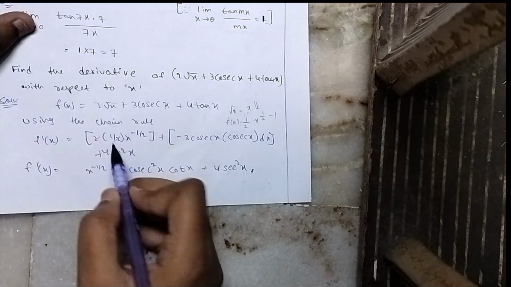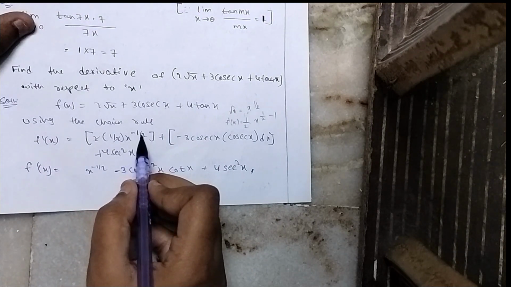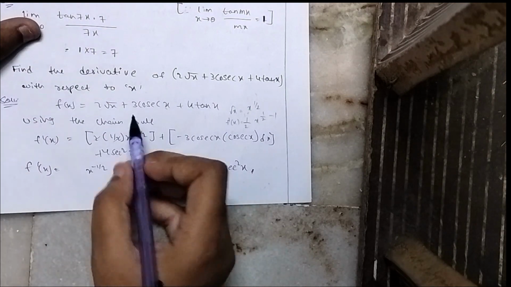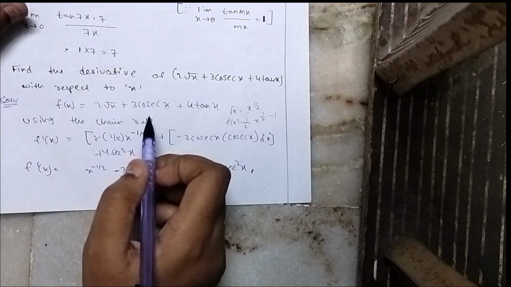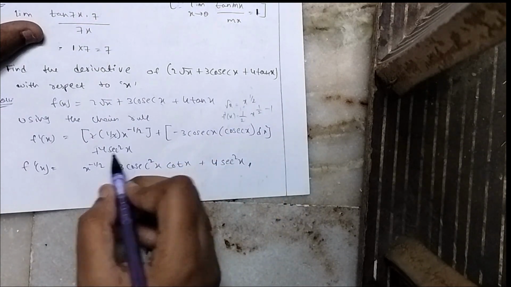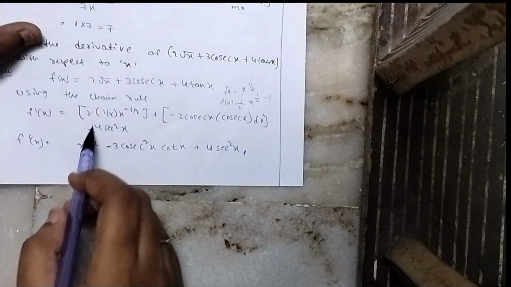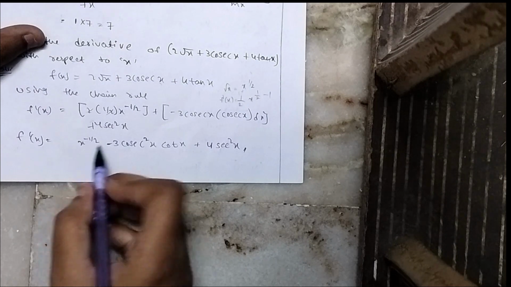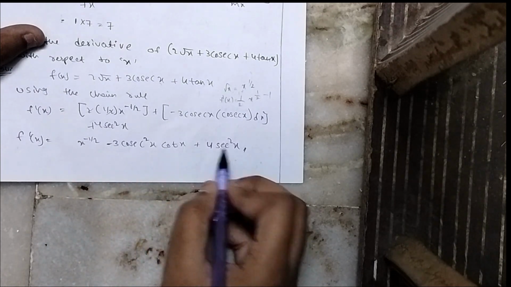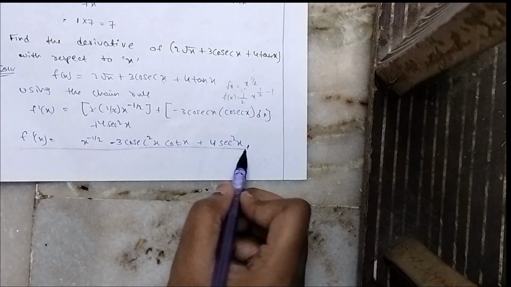So 2 into 1 by 2 into x power minus 1 by 2, plus 3 into the derivative of cosecant x, which is minus cosecant x cot x, plus 4 secant square x. So f dash of x equals x power minus 1 by 2 minus 3 cosecant x cot x plus 4 secant square x. The derivative is this one.